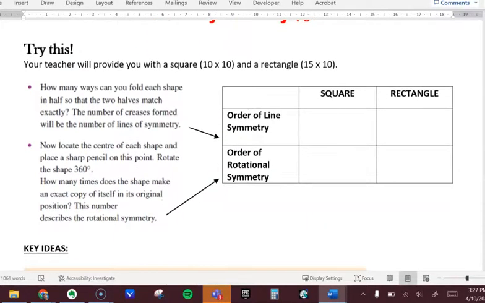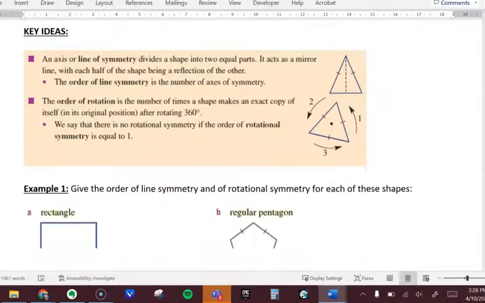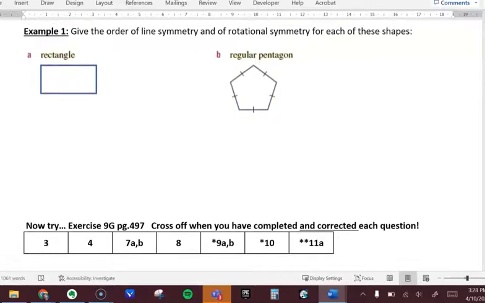Symmetry is essentially how many ways you can fold a shape in half so that the two halves match exactly. So the number of creases formed will be the number of lines of symmetry. For a square, let's move down here where I have a little bit of space. If I had a very nice square, I'm going to use my ruler and make a square.